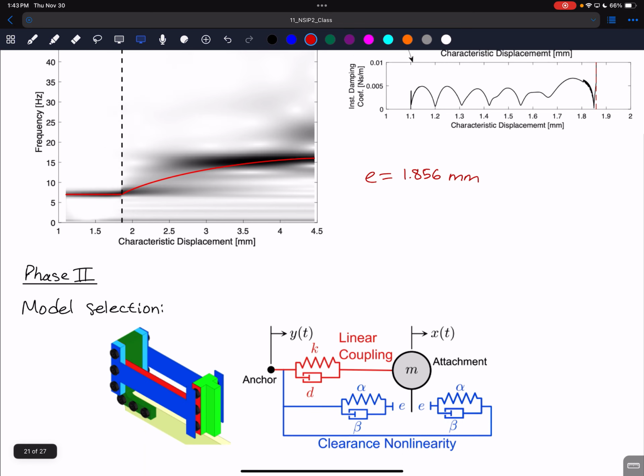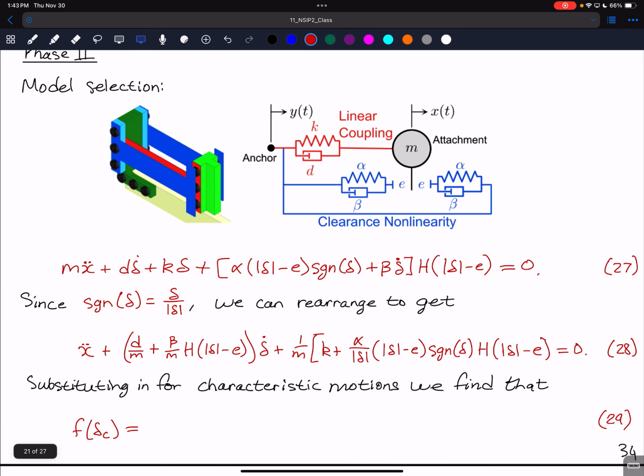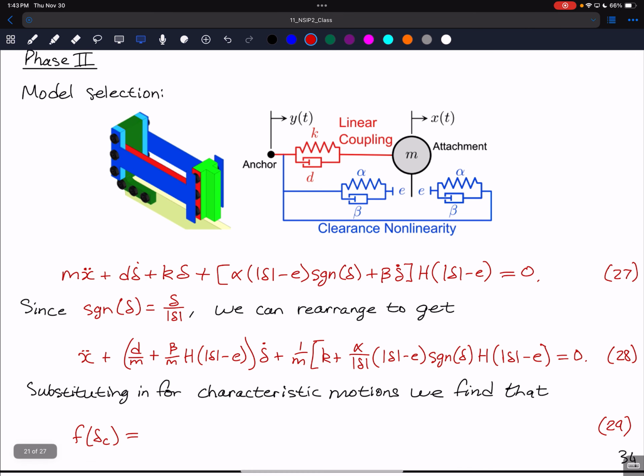All right. Okay, so we can now move on to phase two, where we're going to start by proposing a model. We're going to propose this model here, where that red spring and damper represents the red flexure. The blue spring and damper represent those gapped flexures of the clearance nonlinearity. This is just a standard model for a clearance nonlinearity. The equation of motion is shown beneath there. You can expand the signum of delta into delta divided by its absolute value, and then you can rearrange and pull out a delta from the bracketed terms. Yep, you can rearrange it as shown right there. We're missing a square bracket though.